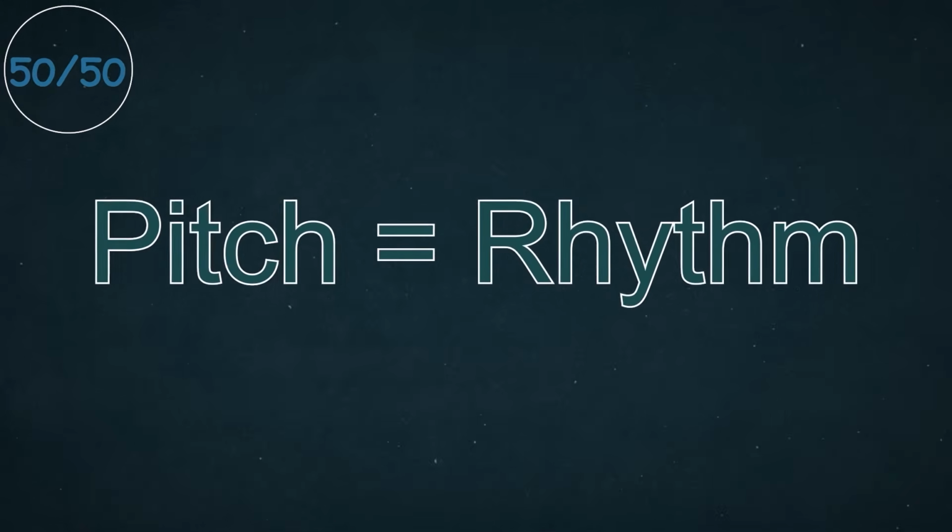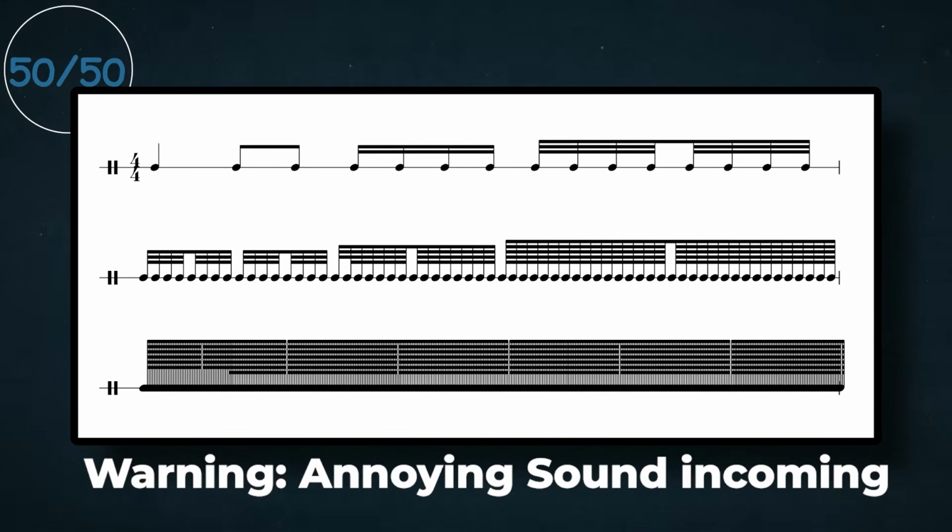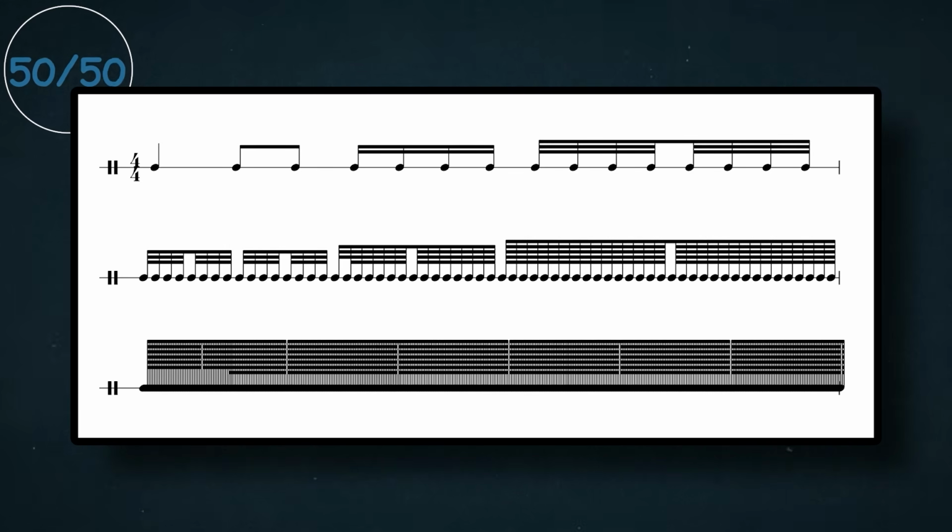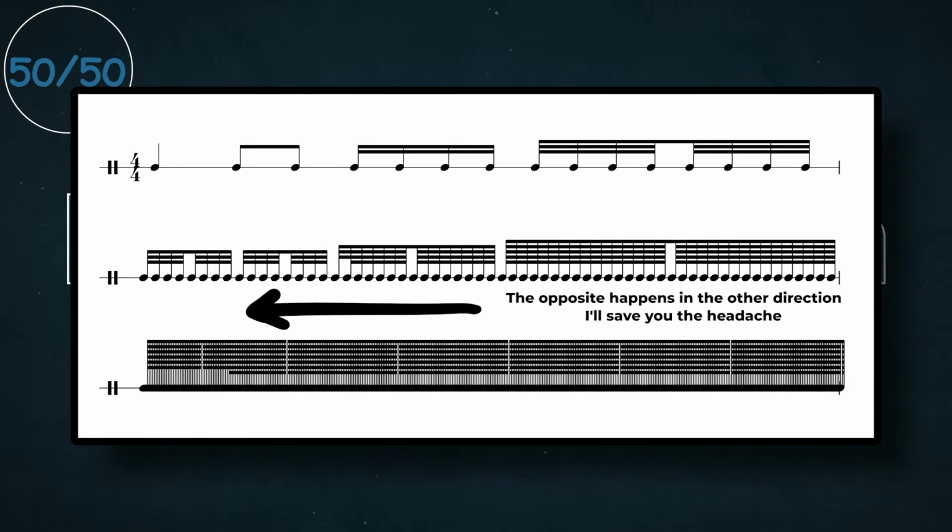Pitch equals rhythm. Pitch equals rhythm is a concept that shows that when rhythms begin to move fast enough, our ears start to perceive it as pitch instead of individual rhythms. And then when pitch becomes low enough, our ears start to hear the individual oscillations and we will perceive it as a rhythm instead of as a pitch.